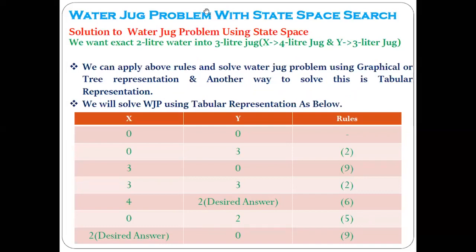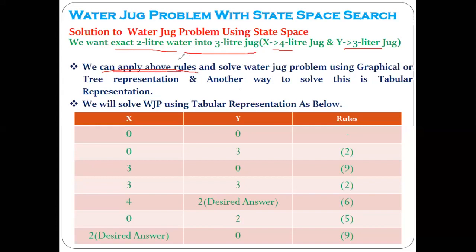Okay, let's see. Once again I told you the problem. Exactly 2 liters of water must be filled into the 3 liter jug, where you are given two jugs. One has a capacity of 4 liters and another has a capacity of 3 liters. Now, using the above rules that we have discussed, I hope all of you got the rules.